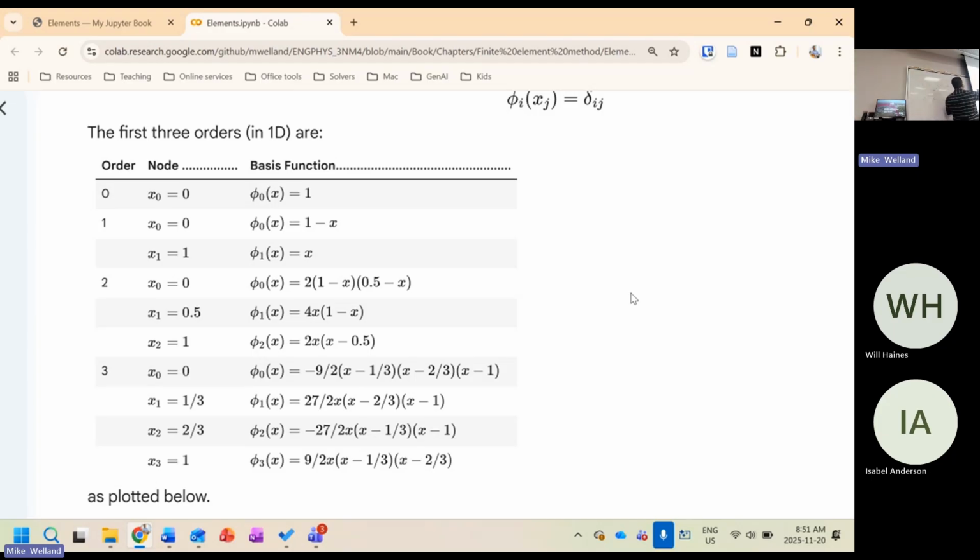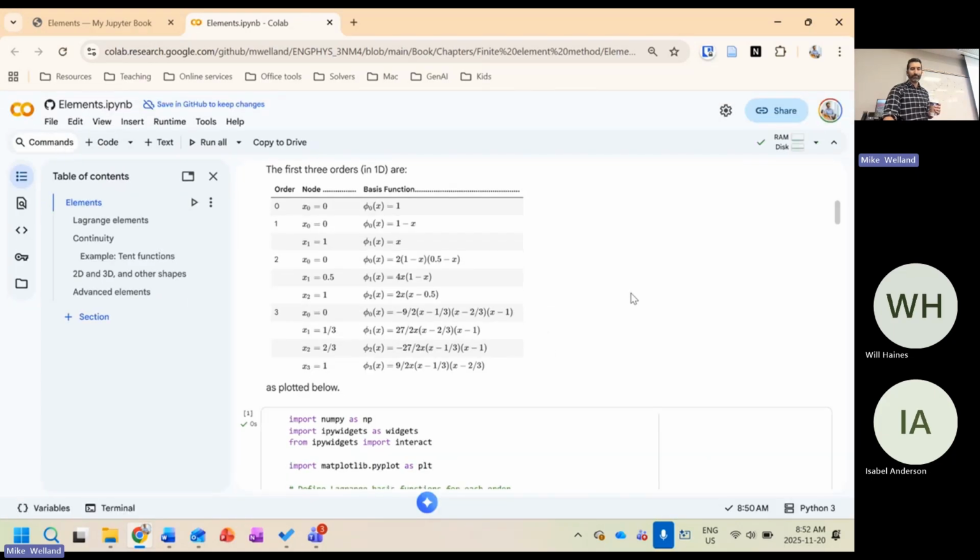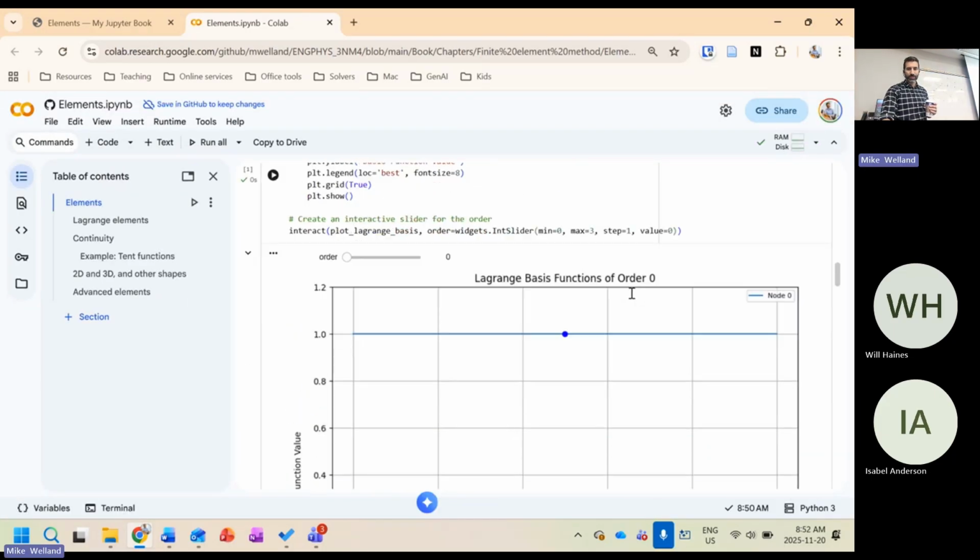The next one, so order 1 elements have your values at 0 and 1, here and here, and you're fitting a straight line, right? Order 2, which is again what COMSOL uses as default, has 1, 2, 3, and you're fitting some kind of quad, right? Third order, etc. Go back to Lagrange interpolation, and you'll find this function again. Let's see what these guys look like.